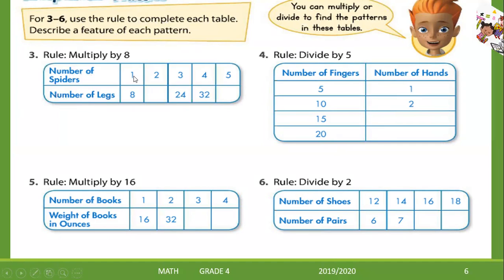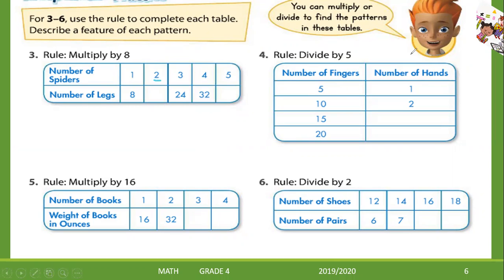If I have one spider, the number of legs will be 8. Two spiders, by using the same rule, multiply by 8. So he asked me to use the rule to complete the table. Follow this rule: take the number of spiders and multiply it by 8 to get the number of legs.